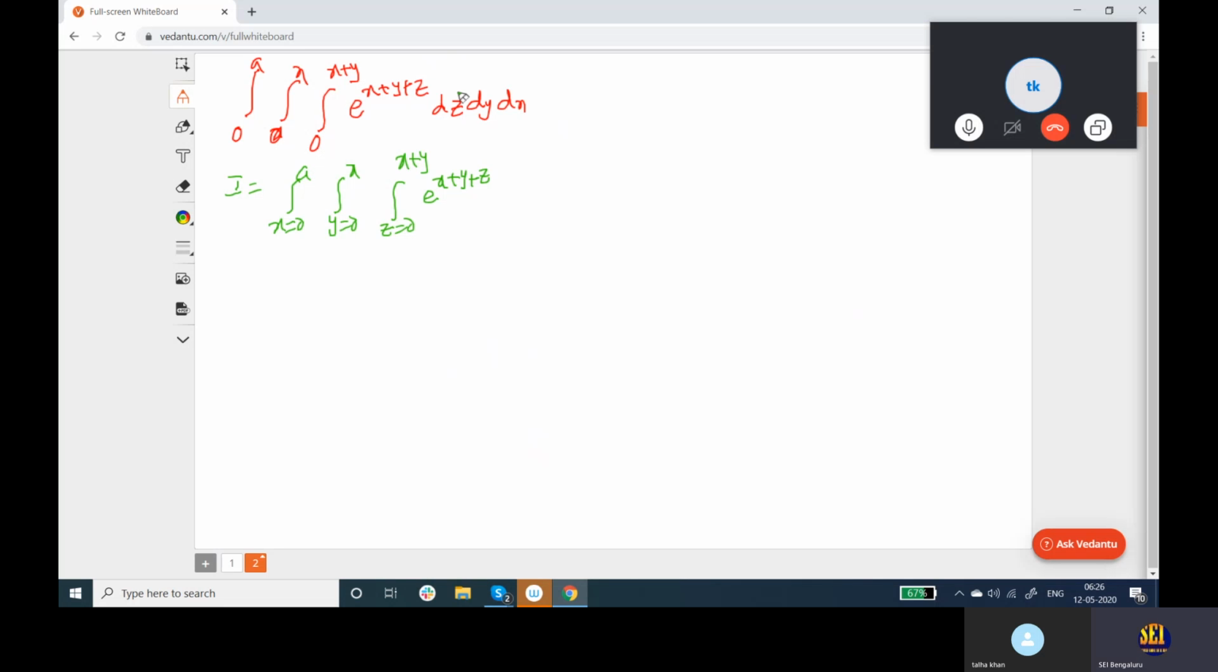Now, dz should be integrated. But here e power x plus y plus z is there. In this case, what can we do? Separate it, sir: e power x plus y into e power z. Yes, we can separate it. So, integral x is equal to 0 to a, integral y is equal to 0 to x, integral z is equal to 0 to x plus y, e power x plus y into e power z dz dy dx.